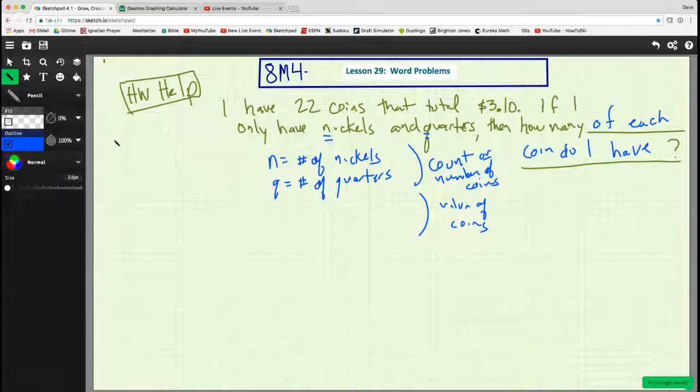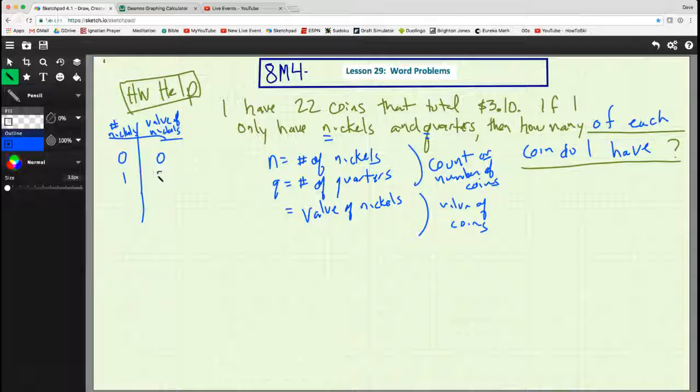So let's look at our quarters. Actually, let's do the value of nickels first. Let's do our chart again: number of nickels, and I want to convert that into the value of nickels. Well, if I have 0 nickels, I have 0 value of nickels. If I have 1 nickel, I have 5 cents. If I have 2 nickels, I have what? I have 10 cents. If I have 5 nickels, I have 25 cents.